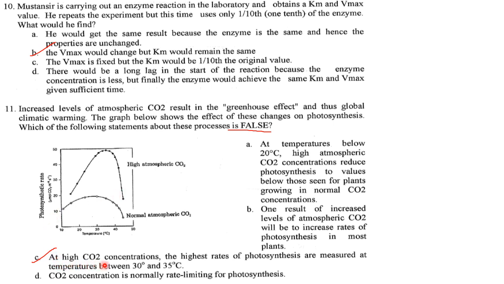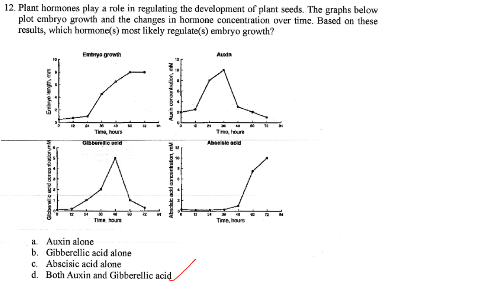Then next one. At high carbon dioxide concentration, the highest rates of photosynthesis are measured at temperatures between 30 and 35 degrees Celsius. But here if you see, it is between over here, that is 25 and 35 degrees Celsius, not 30 and 35 degrees Celsius. So option C is the incorrect statement. Now D, carbon dioxide concentration is normally rate limiting for photosynthesis. That is also correct. So the statement which is false is option C.